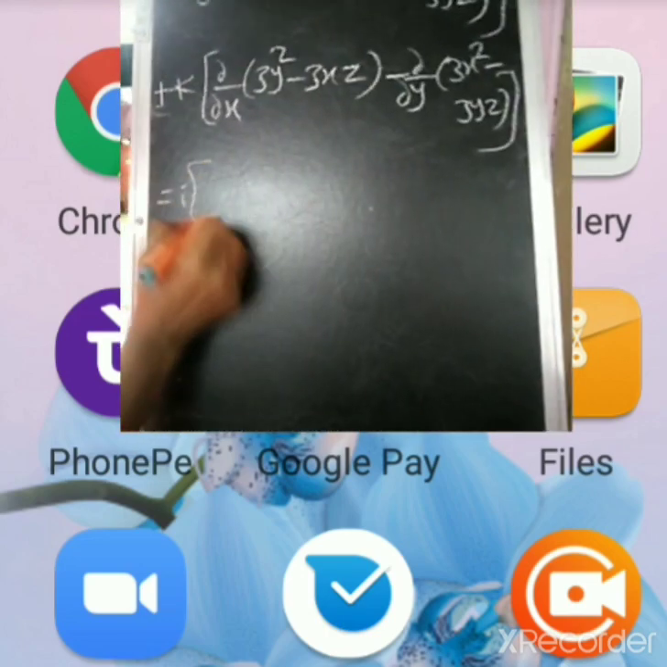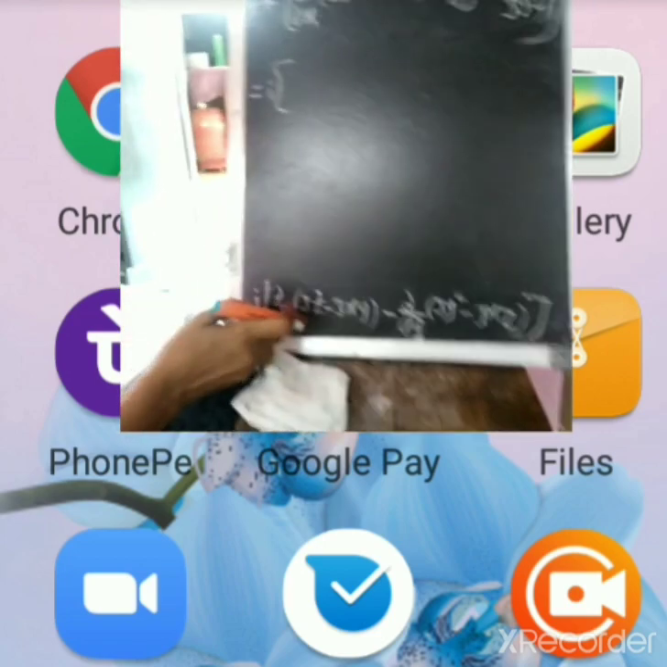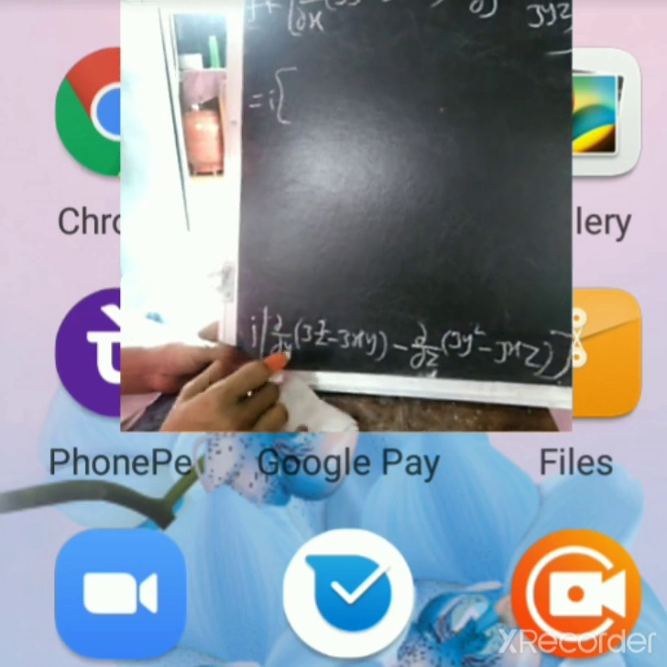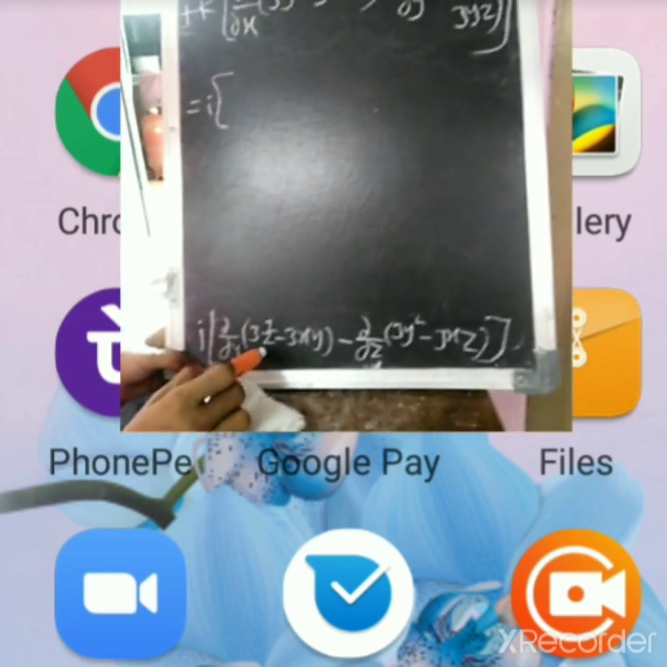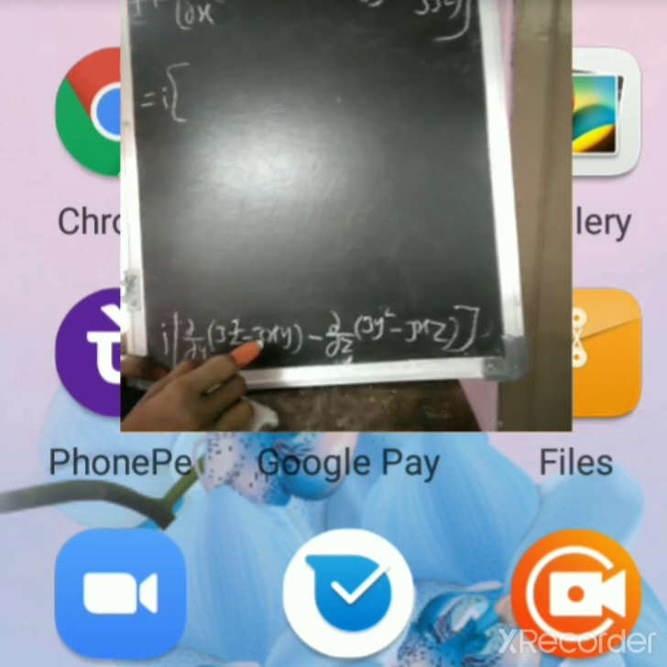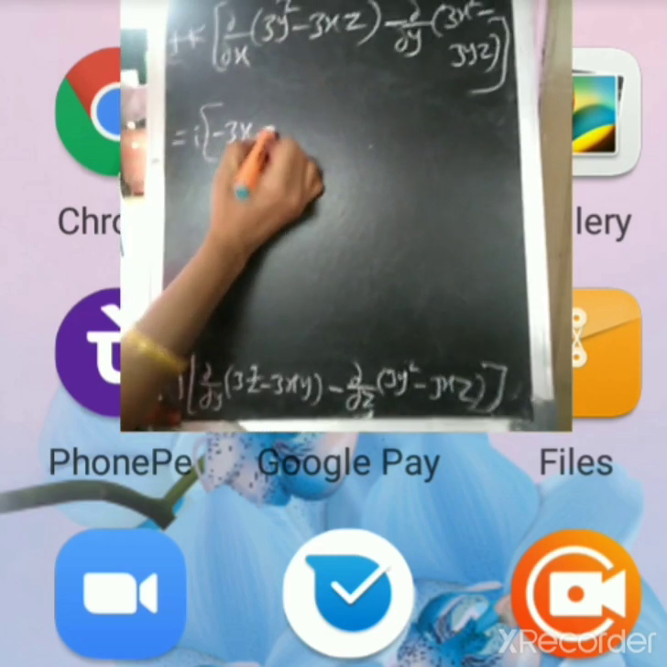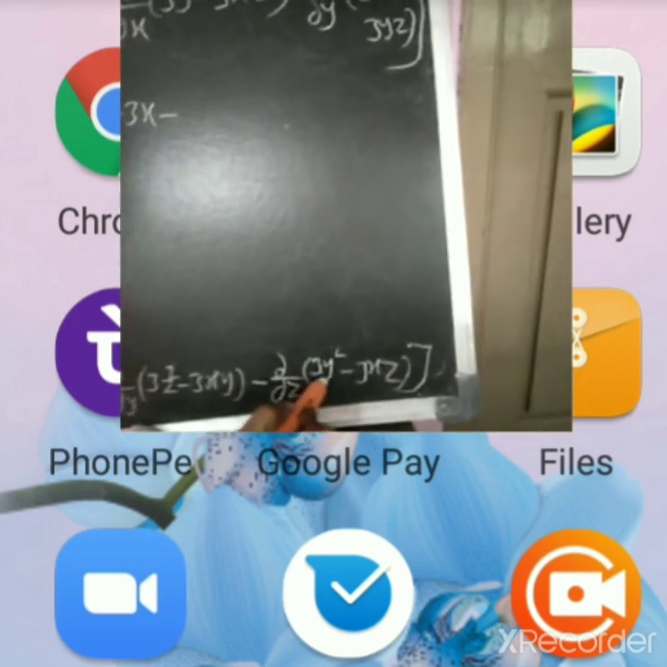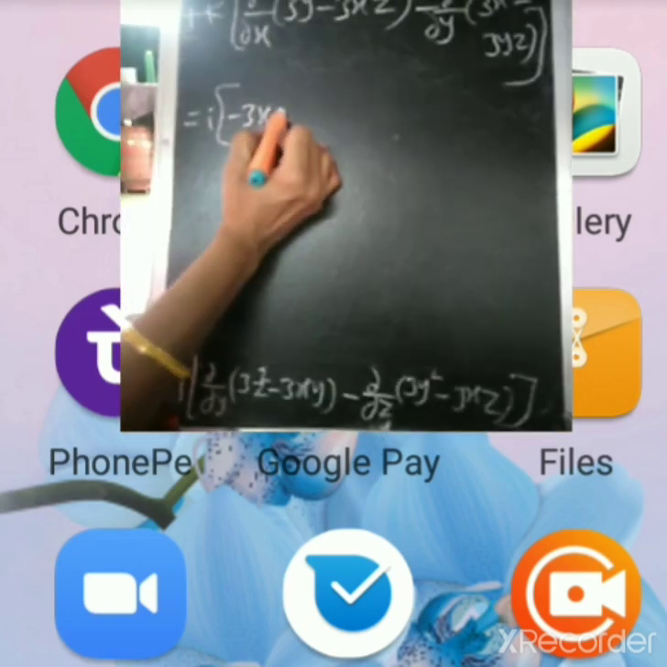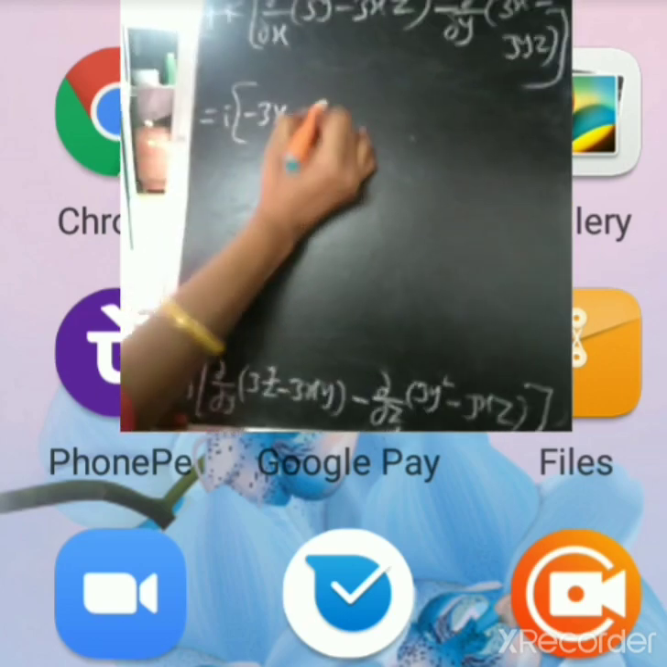So here i into ∂/∂y of 3z square minus 3xy. With respect to y, 3z square is constant, so this value is 0. And minus 3xy: here minus 3x is constant, and with respect to y this value is minus 3x. Next minus, with respect to z, 3y square is constant. So minus into minus is plus, so 3x.